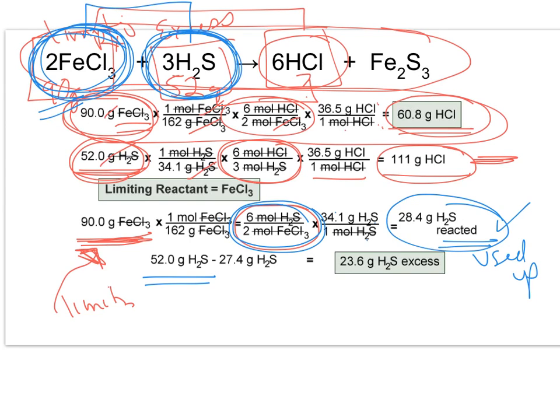So then you take the 52 grams of hydrogen sulfide that you started with, subtracted from the grams of the hydrogen sulfide that you used up. I'm not sure why, I think this is a typo. This should be 28.4 grams. And then whatever that subtraction is, you should have that as your excess. And that's how you do a problem with excess reactants.